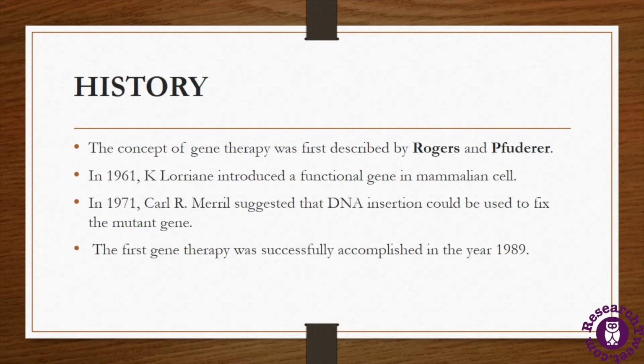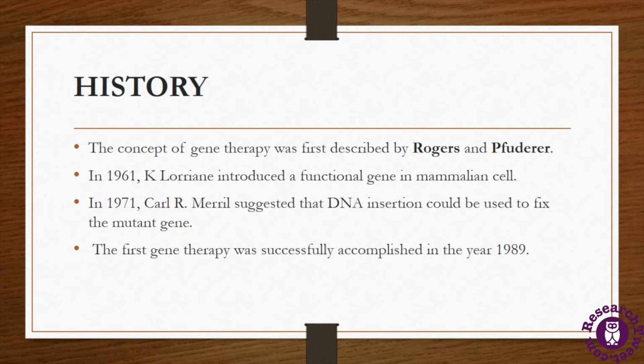So now let's understand the history and discovery of gene therapy. At first, the concept of gene therapy was described by Rogers and Federer, and after some time a lot of work was done in the field of genetic engineering as well as in gene therapy. In 1961, a scientist named K. Loriane introduced a functional gene in a mammalian cell and saw the results. And later in 1971, Carl L. Merrill suggested that DNA insertion could be used to fix the mutant genes.